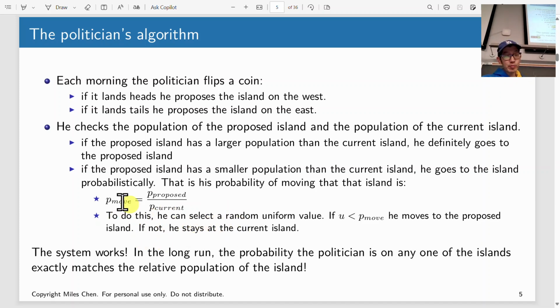So the probability of moving there, basically once you calculate that, he'll just generate a random uniform value between 0 and 1. If that random uniform value is less than this probability of moving, he'll go there, and if not, he'll stay at the current island. And if he uses this system, in the long run, the probability that the politician is on any one of the islands will exactly match the relative population of the island, okay? So this feels like a weird system, but this system works, okay?